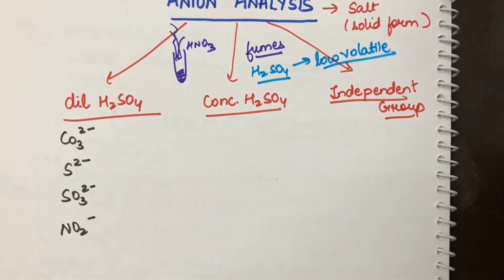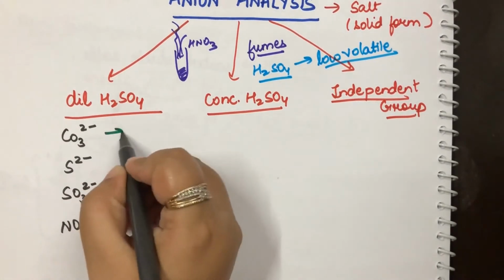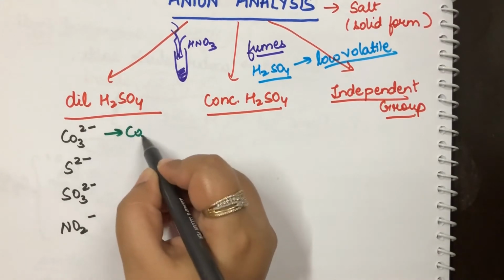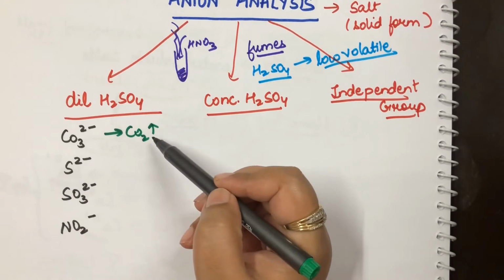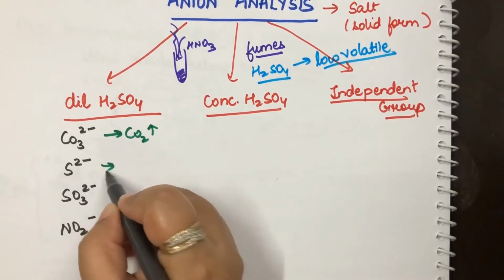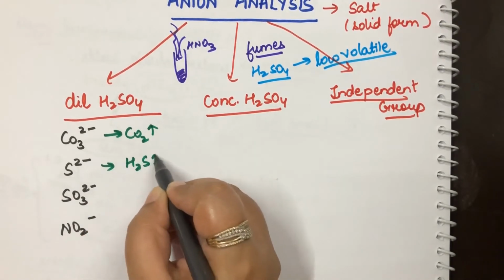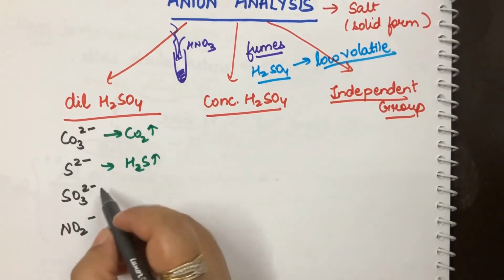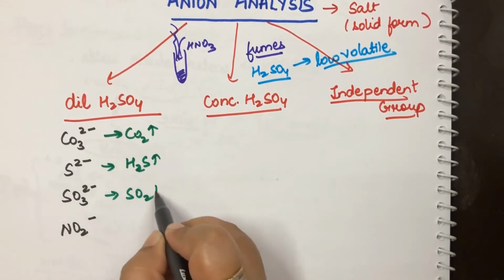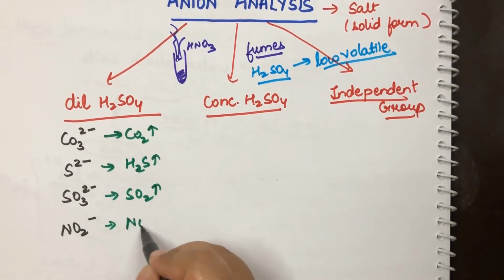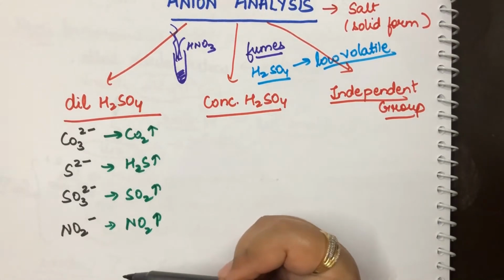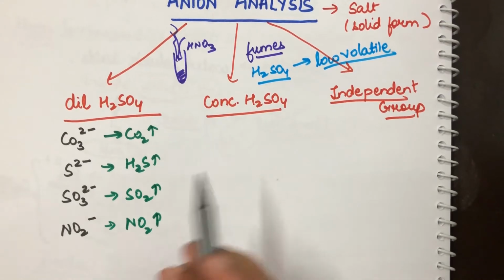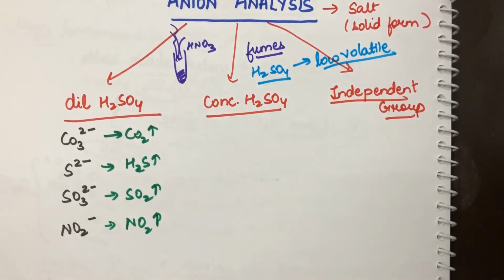How will you test if it is present or not? Whatever reaction you observe would be due to the fumes coming out: carbon dioxide for carbonate. In the sulfide, you will have the fumes coming out as hydrogen sulfide. Here you will have sulfur dioxide. Here you will have nitrogen dioxide. So these would be the gases coming out, and you will observe these gases for the confirmation of the particular anion that is present.